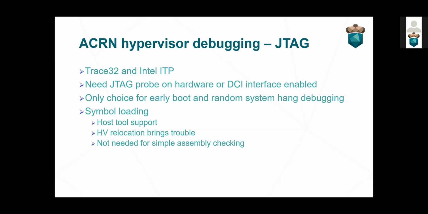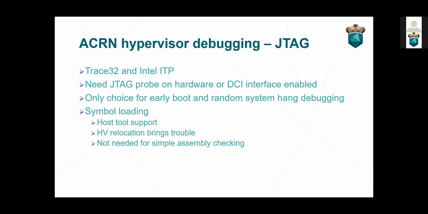Any software running on the computer, we could use the JTAG interface to debug it. It's the same for the ACRN hypervisor. The common JTAG applications are Trace32, I'm not sure of the company for Trace32, software. And also, if you could get it, you could use the Intel ITP. It's another Intel product for the JTAG connector.